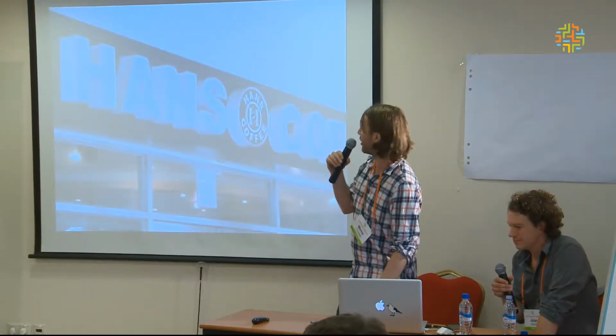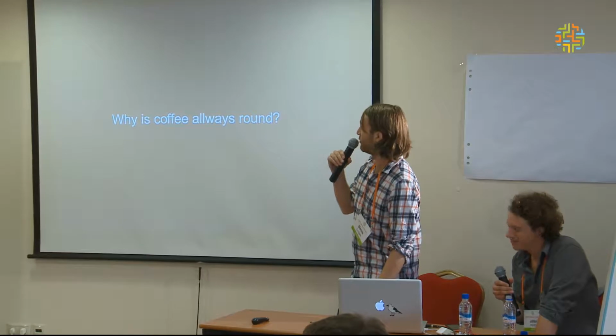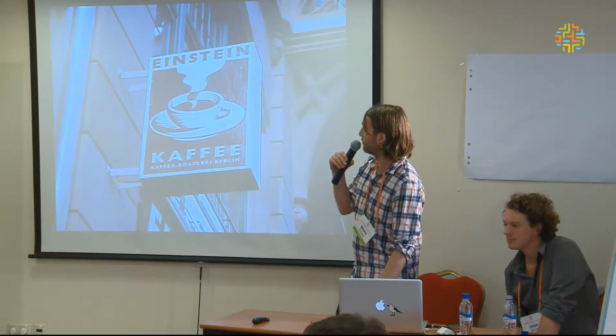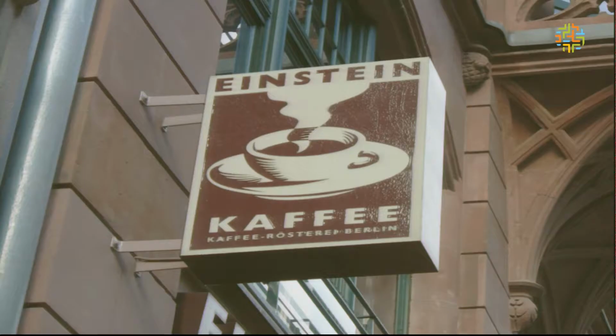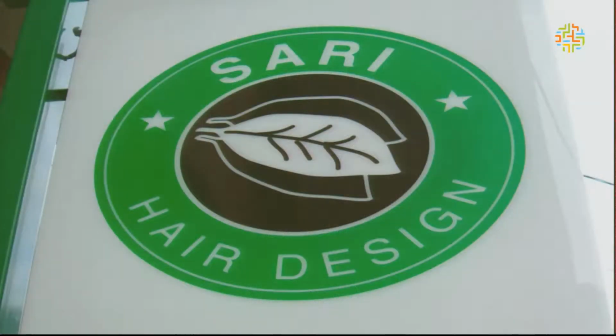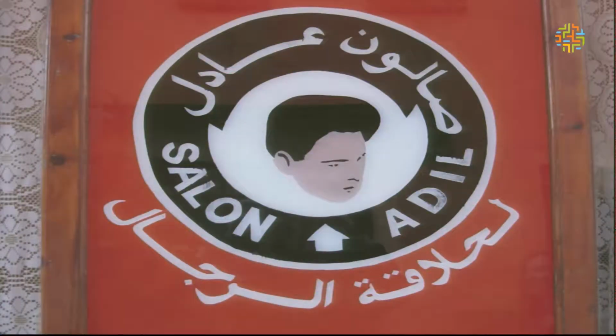And this is our founder, Hans. So, why is coffee always round? This one is the only square I can find. Yeah, only Einstein did it.